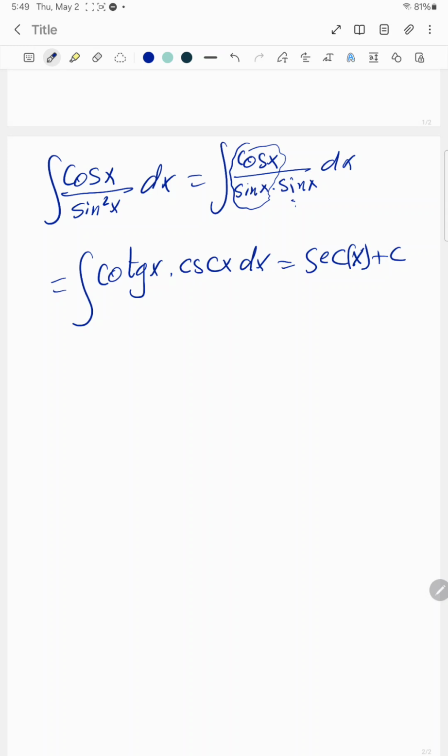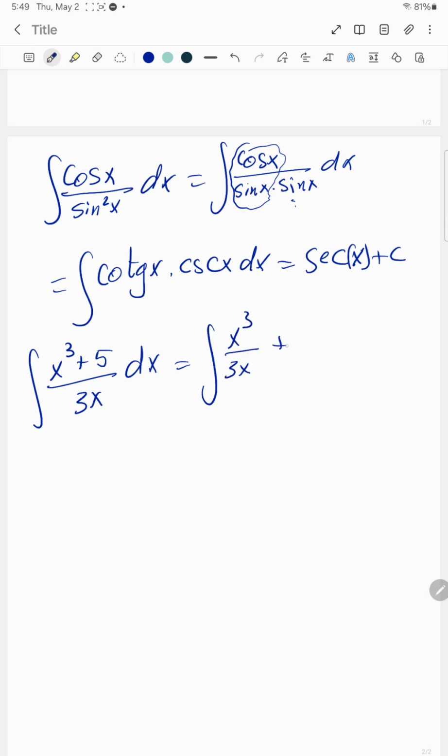Now let's do another example: x to the power of 3 plus 5, divided by 3x, dx. As I said, if I have a plus or minus here, I can split my integral into two. It becomes the integral of x to the power of 3 divided by 3x, plus the integral of 5 divided by 3x, and here there is a dx.